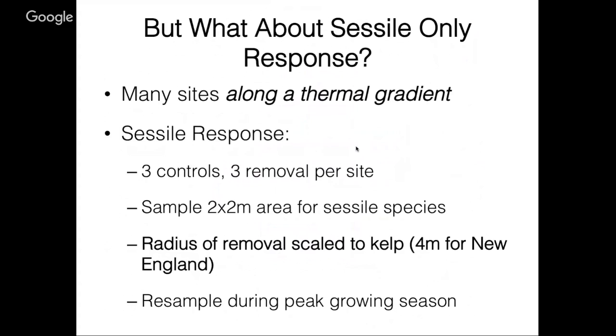So for example, I was chatting with Dan Smale. He's been using this design in England, and because of the size of their kelps, they've been doing a 6 meter radius, and that's worked just fine. Nick Shears has been doing something along this size, and it's this 3 by 3, 3 control, 3 removal design. I think it's roughly a 4 meter radius, and it minimizes the amount of work in terms of the removal while actually increasing the quality of the data.